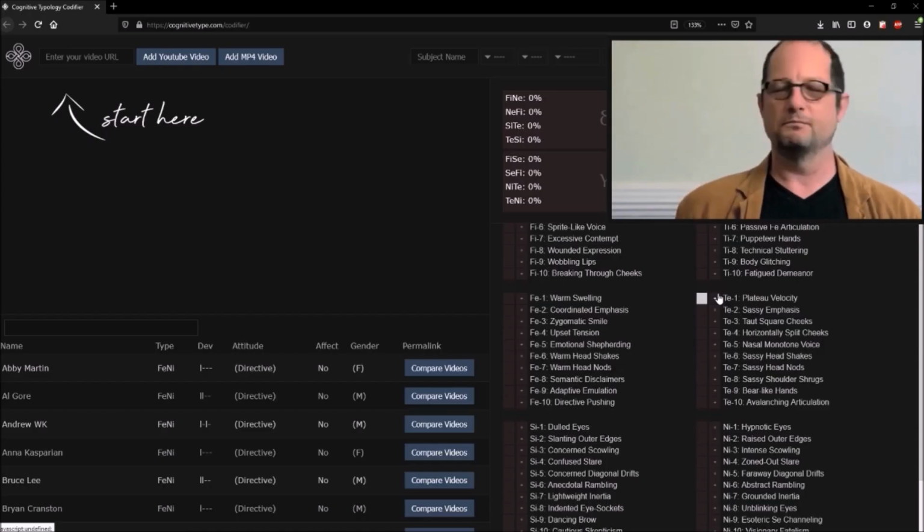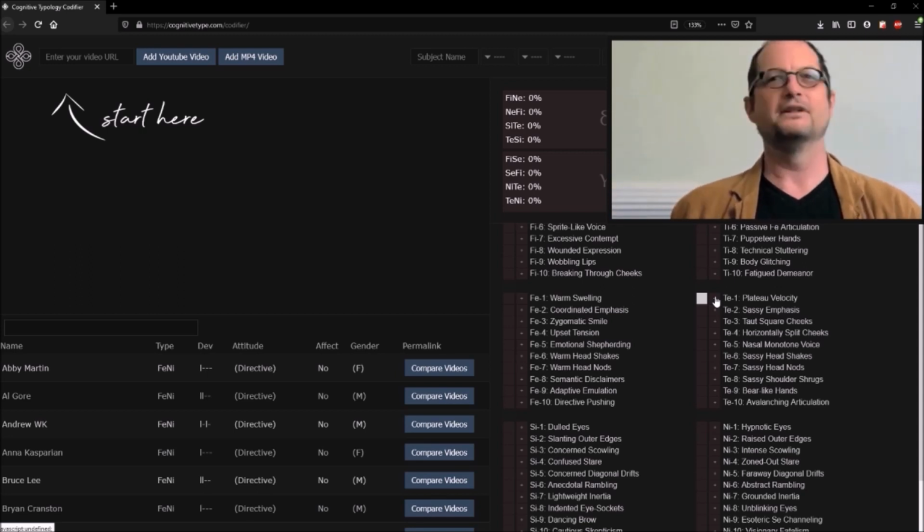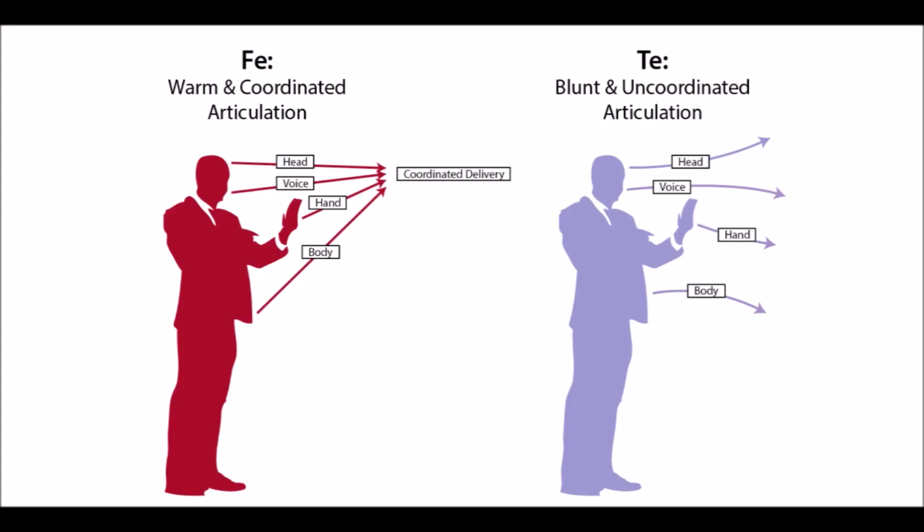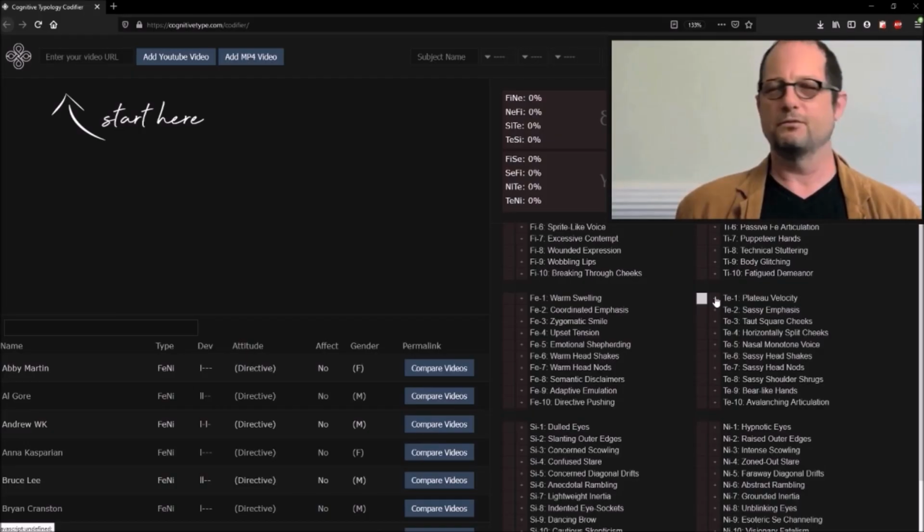So now here are the TE signals. Again, the general overview difference between FE and TE is that FE has a warm and coordinated articulation, and TE has a blunt, uncoordinated articulation. What we mean by warm was that swelling pattern we saw in the diagram, and what we mean by blunt is the plateau pattern that we see in TE.